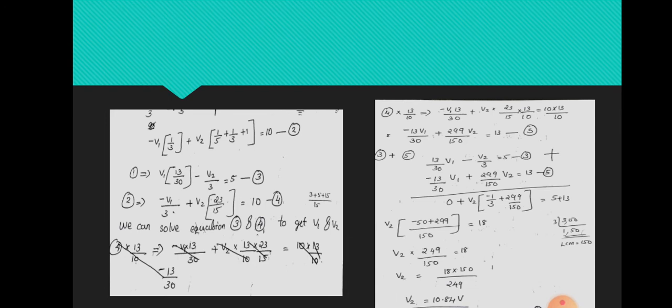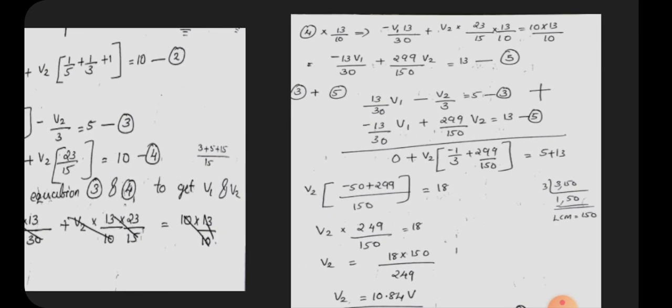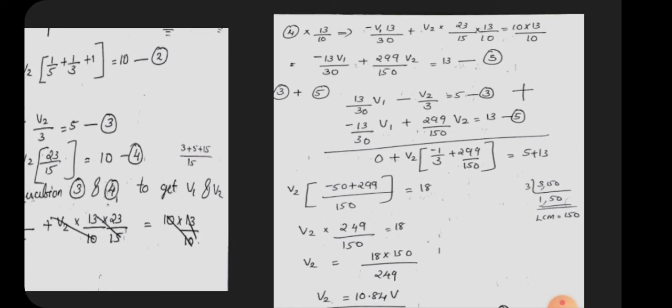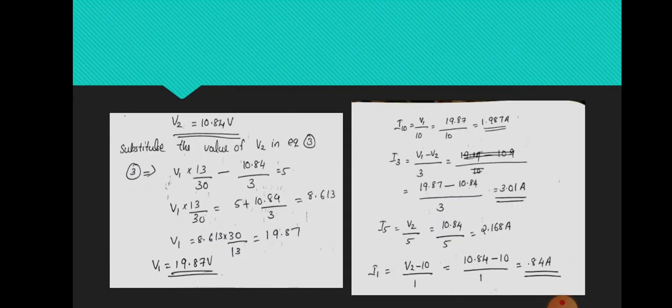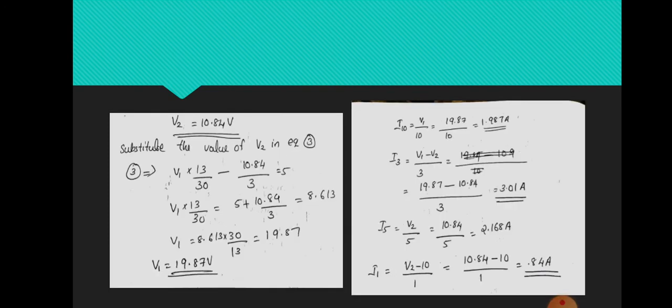Okay. And I have written all the steps for solving V1 and V2, and you can use your methods and find the value of V1 and V2. Okay. So by solving the equation, we will get V2 equal to 10.84. Once we got the V2 value, we can simply substitute in any one of the equations and we will get the V1 value. So V2 is 10.84 volt and V1 is 19.87 volt.